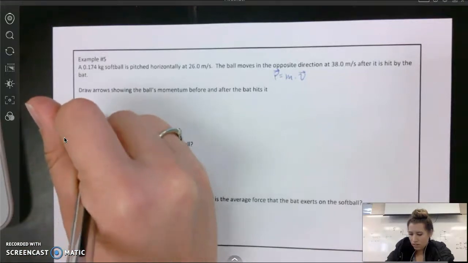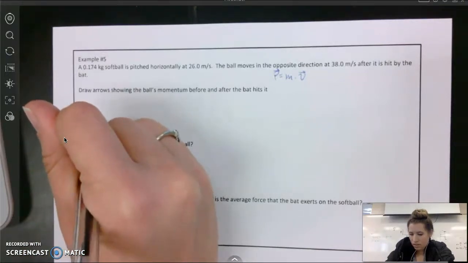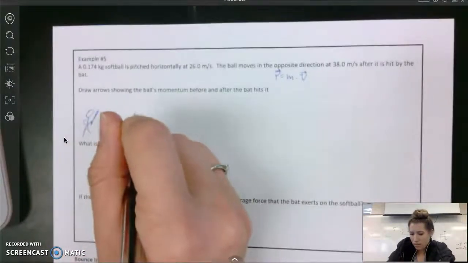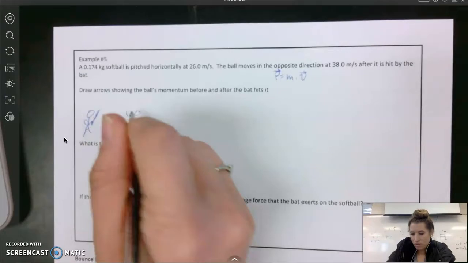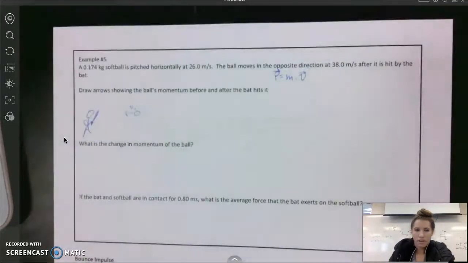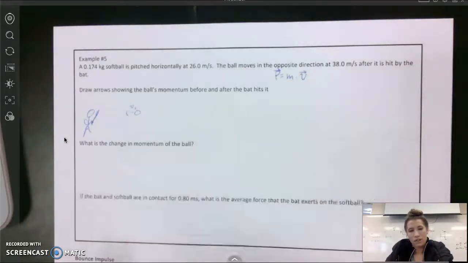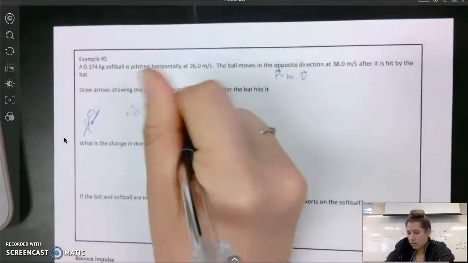Okay, so there's the batter. We have the ball going this way initially, right? And we have to decide if we're going to call that positive or negative. I would say maybe negative x direction and then positive.